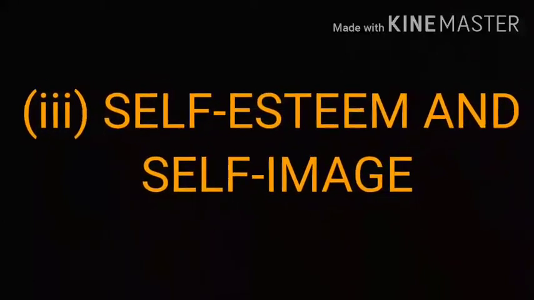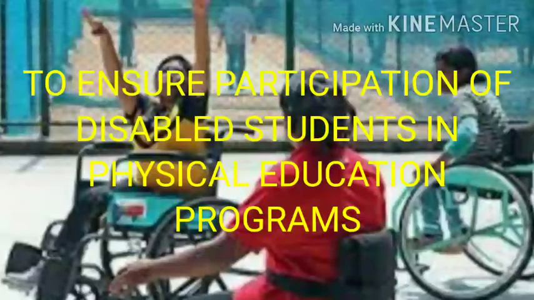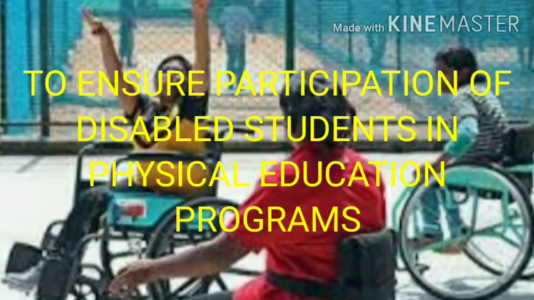The third objective is self-esteem and self-image. The third objective of adapted physical education is to develop the self-image and confidence of disabled children in society so that they don't get depressed or sad because of the disability of the body. The fourth objective is to ensure the participation of students in physical education programs. To ensure that every student who is disabled by any means takes part in physical education programs so that he can develop himself.